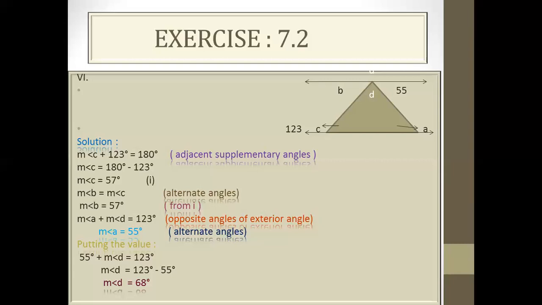In both ways, you can calculate the value of D. Either you add B, D and 55, or you find directly that 55 plus D is equal to 123 degrees. The answer will be the same, 68 degrees. And the reason is they are alternate angles.